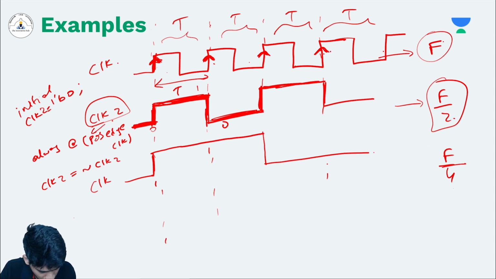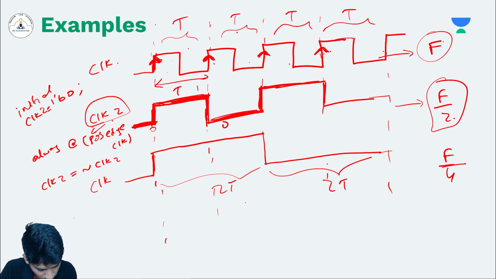It should take up to here, right? So it takes 1 2, this is 2T, plus this is again 2T. So the total time period is 4T, so the frequency is f by 4. In this case you have to count positive edges. How many positive edges are passing inside this? 2 positive edges, right? So you take a variable called count.